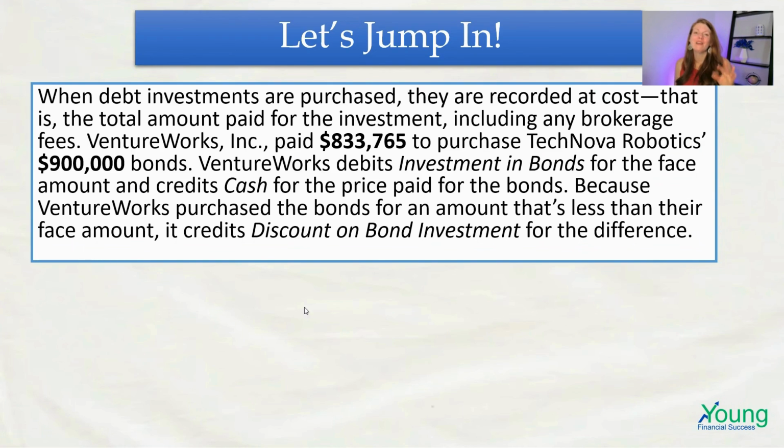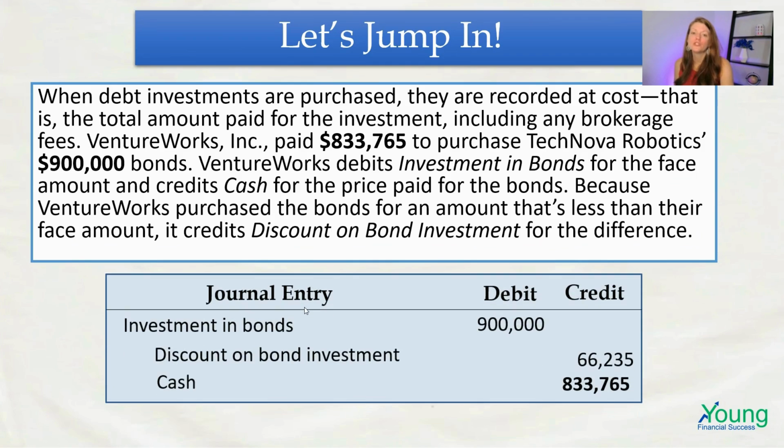All right. So now let's look at how the journal entry would look for this. So we know that VentureWorks paid $833,765 for the bonds that have a face value of $900,000. So we are doing the accounting for VentureWorks. So VentureWorks is making the investment. So since this is the investment side, we are going to show that VentureWorks now has an investment in bonds of $900,000. So that's how much they're going to get at the end of 5 years. But they only had to pay cash for the $833,765.